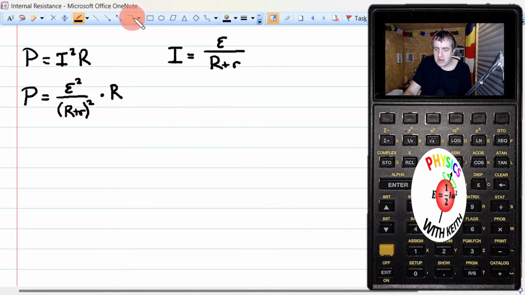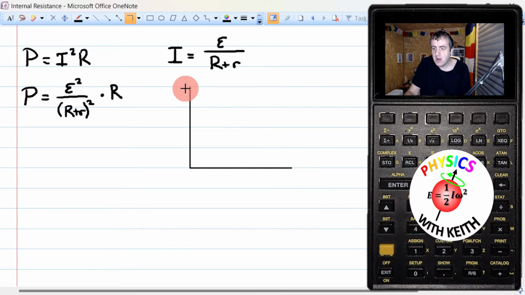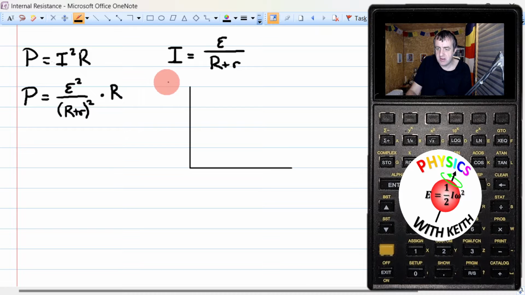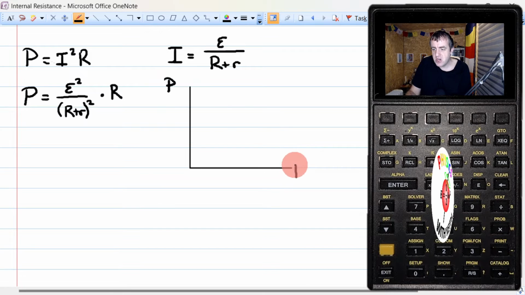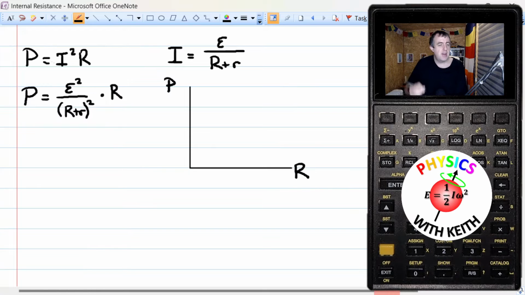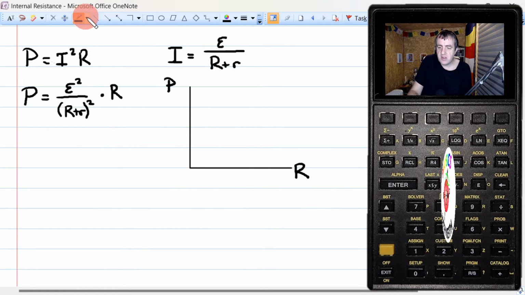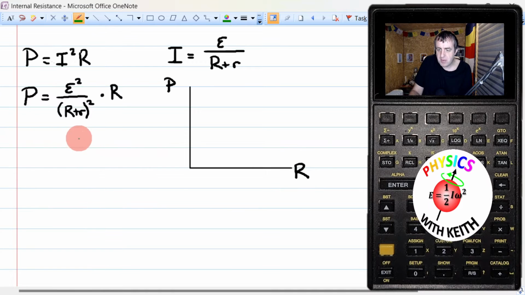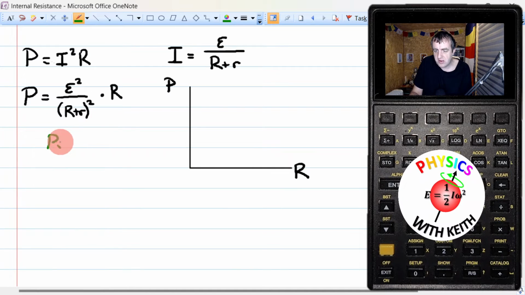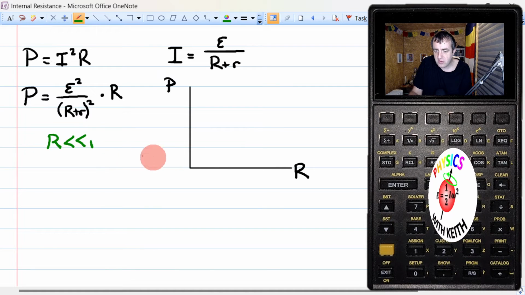Right, let's have a look at this equation and let's see if we can draw a quick sketch of a graph of how power changes as we change the resistance. Independent variable is our load resistance, and what does that do to power? Well, let's first of all consider the case where, let's use a green pen for this, the load resistor is significantly smaller than the internal resistor.